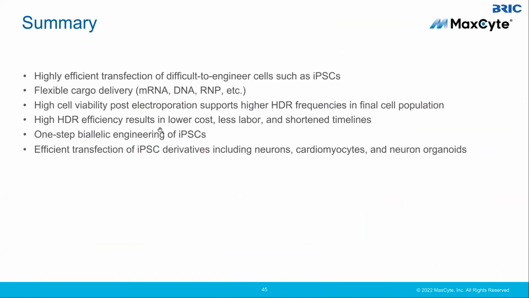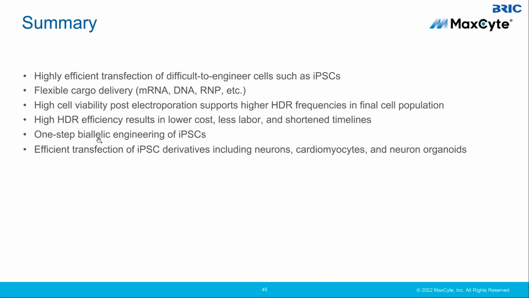So with that, just going into the summary, we can help with highly efficient transfection of difficult to engineer cells such as iPSCs, a lot of flexibility with the type of cargo you'd like to deliver into the cell. We have high cell viability post-electroporation, and for genome editing in HDR frequencies, that usually tends to result in better editing efficiencies. The higher editing efficiencies will hopefully lead to lower cost, less labor, and shortened timelines for your lab. And it's always a rush to publish, of course, so faster timelines are better.